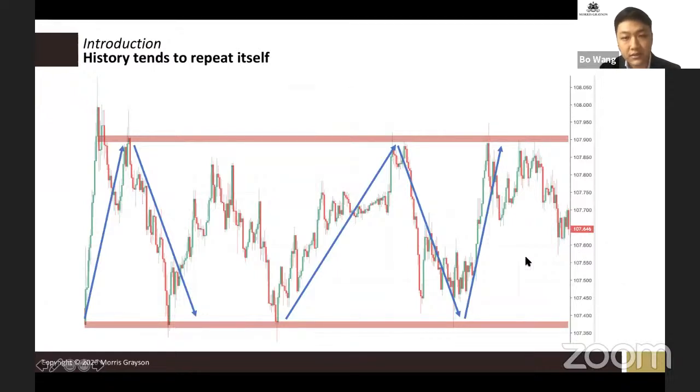Market often repeats itself. As shown in this example, the market has been moving in a range. The price cannot break out from the top and the bottom red line. The price movement repeats itself between these two red lines, which provides us some entry signal. We can sell at the top red line and buy it at the bottom of the red line.